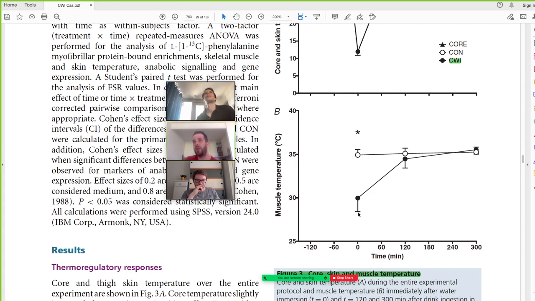So if you measure very superficially, you'll get a lower muscle temperature, lower than 35 degrees Celsius. And if you go deeper, you indeed go more towards 37 degrees Celsius.